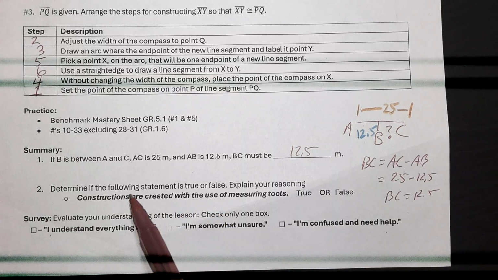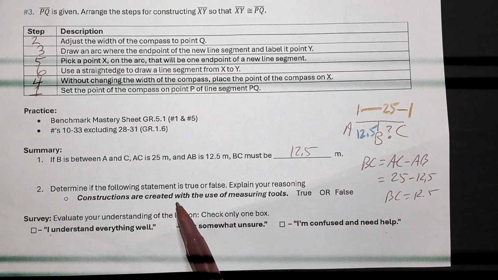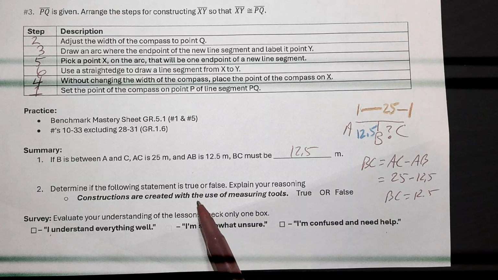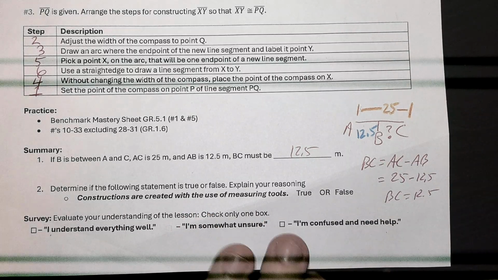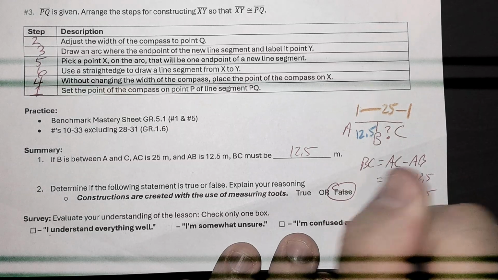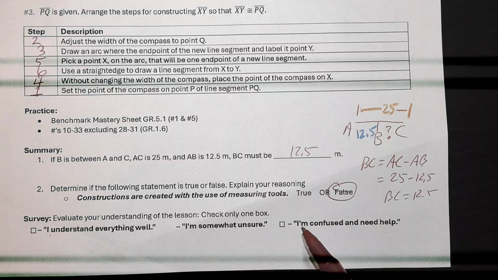All right, number 2, determine if the following statement is true or false. Explain your reasoning. Constructions are created with the use of measuring tools. True or false? This one is false. If you go back to the first page, the third key vocabulary was constructions, and it told us that they are created without the use of measuring tools.